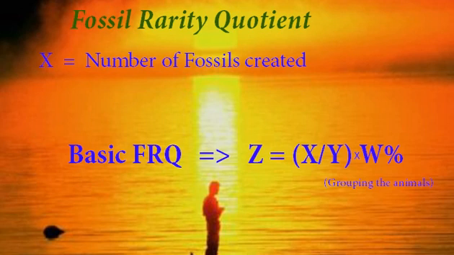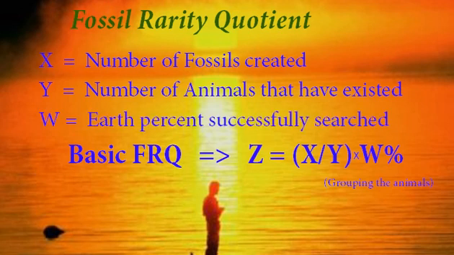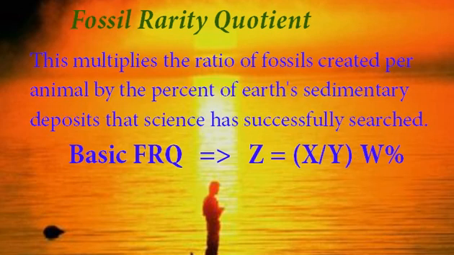So, X equals number of fossils created per Y equals number of animals that have existed. W equals Earth percent successfully searched. Z equals X divided by Y, times the W percentage. This multiplies the ratio of fossils created per animal by the percent of Earth's sedimentary deposits that science has successfully searched.